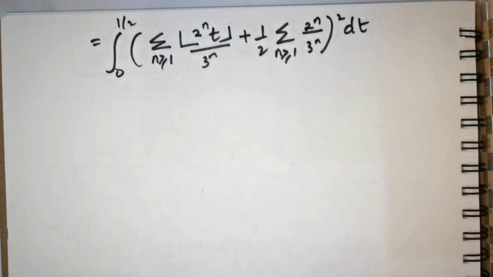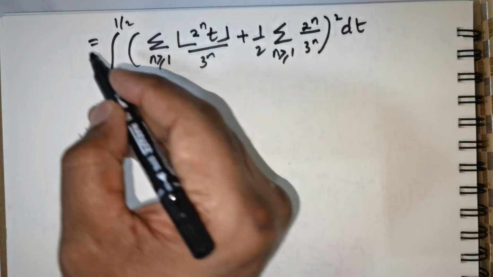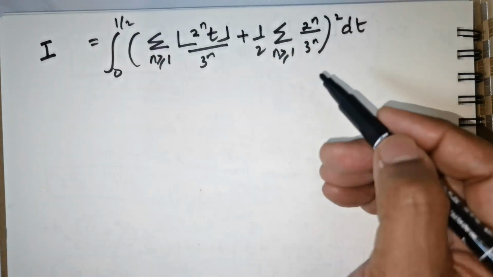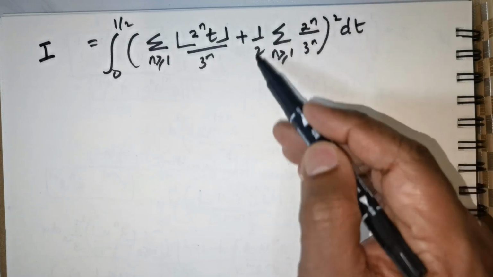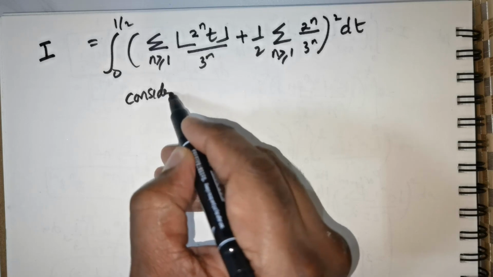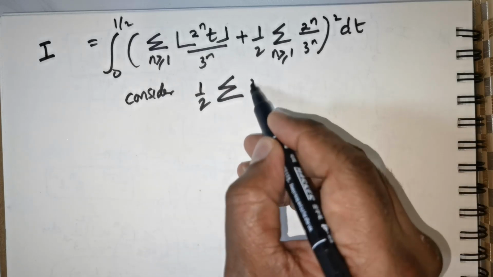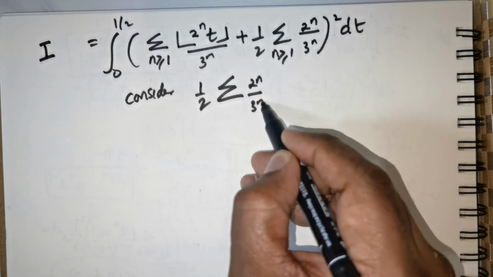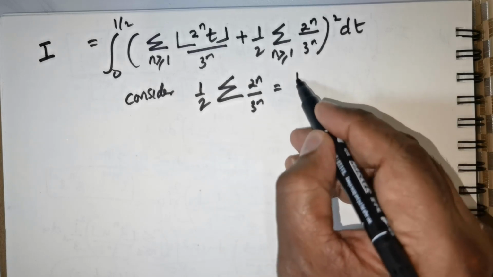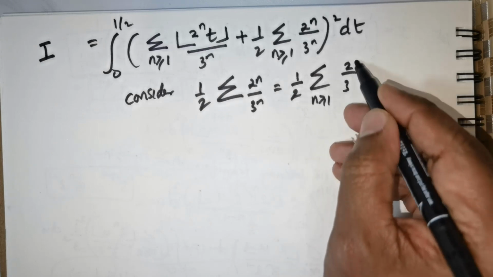So I'm on the new page and this is what I left you with. Of course, on the left side I have I. Now I need to evaluate this quantity. So let me just consider 1 over 2 sigma 2 raised to the power of n divided by 3 raised to the power of n. Now this could be written as 1 over 2 sigma, n greater than or equal to 1, of 2 over 3 raised to the power of n.